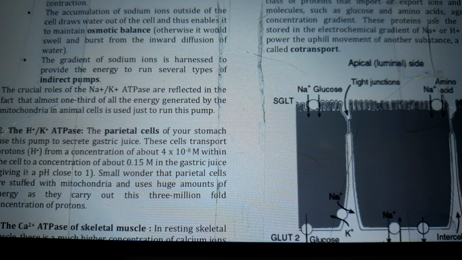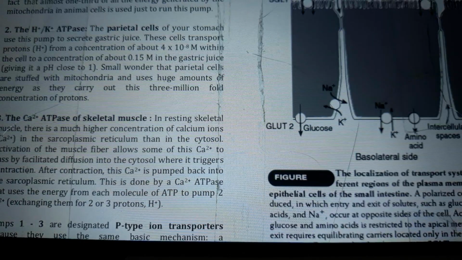The gradient of sodium ions is harnessed to provide the energy to run several types of indirect pumps. The crucial role of the sodium-potassium ATPase is reflected in the fact that almost 1/3 of all the energy generated by the mitochondria in animal cells is used just to run this pump.